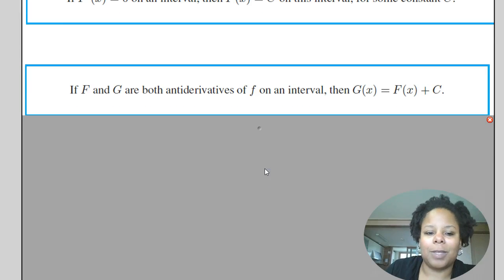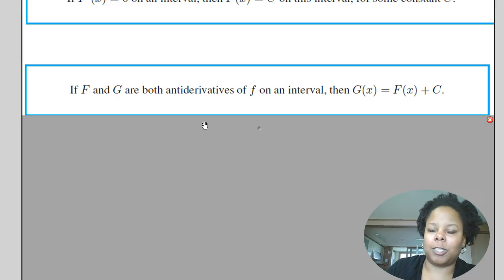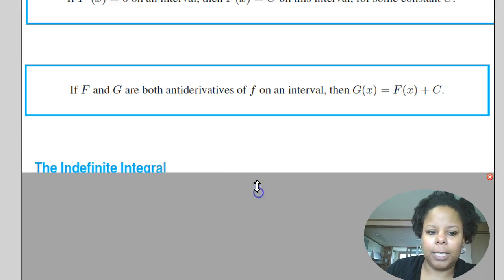That's true. And if f and g are both antiderivatives of f on an interval, then they are the same function. They're part of the same family of functions. They just differ by a constant. And we can prove that. Take the derivative of both sides, and we get the derivative of g of x is equal to the derivative of f of x. So that's basically what this means here.